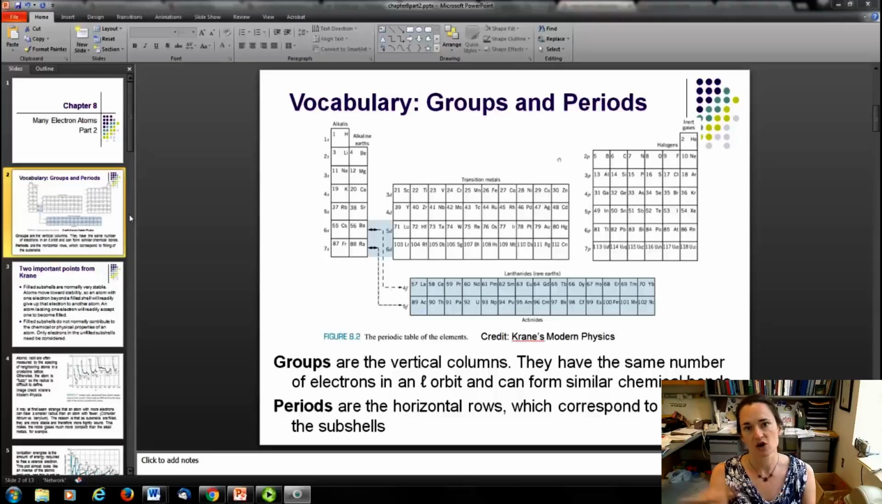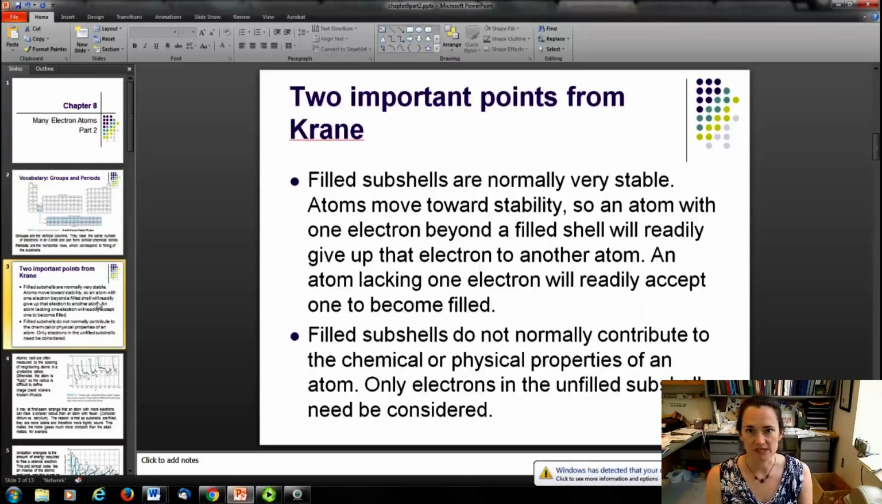The periods are what they call the rows, and that corresponds to the filling of the subshells as you walk across. Now there's two important points that I'm almost going to quote verbatim from your textbook because I really can't think of a better way to say it. So filled subshells are normally very stable. Atoms are going to want to move towards stability.